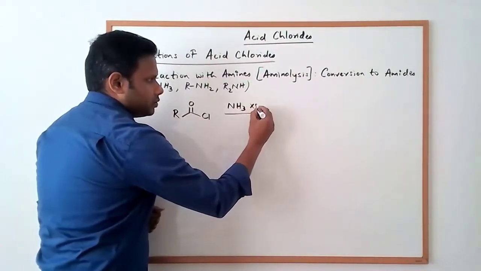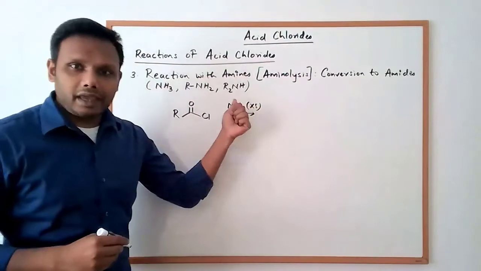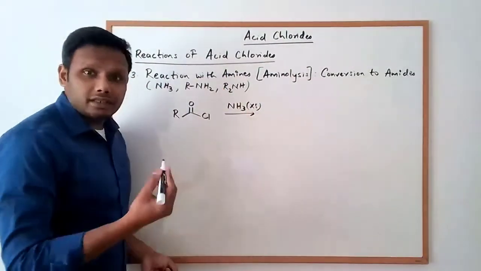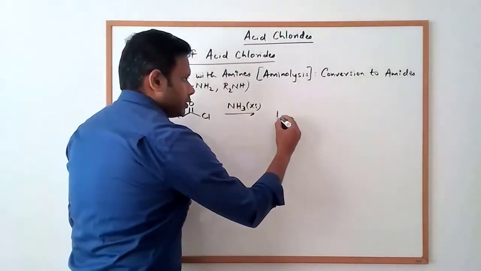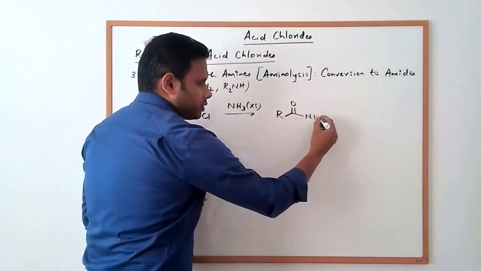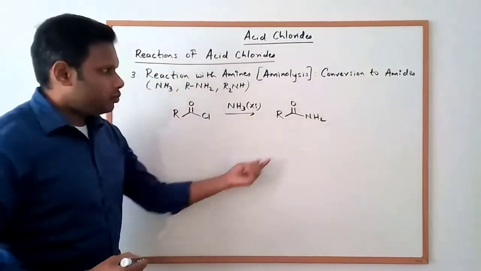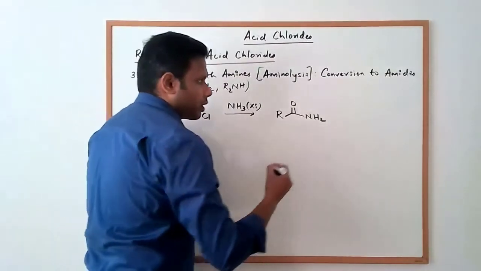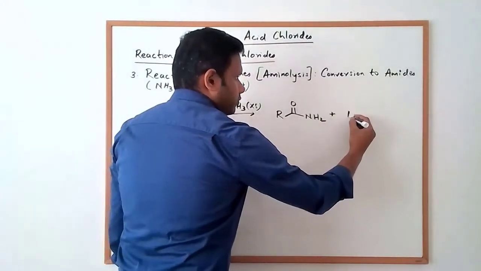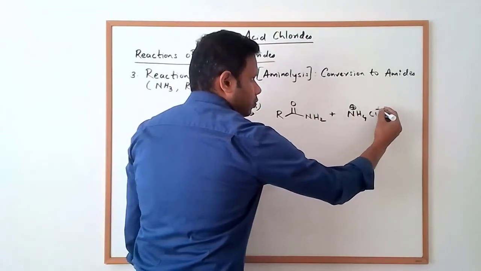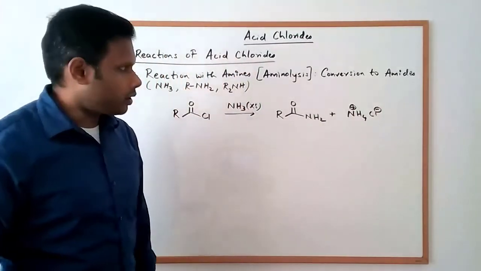and this reaction is usually done using excess of the amine, so more than one equivalent, at least two equivalents, I would say. This would give us the amide. Now, if we react with ammonia, we just get the primary amide. That would be our product. And plus, along with this, we are going to get ammonium chloride, which would be our side product.